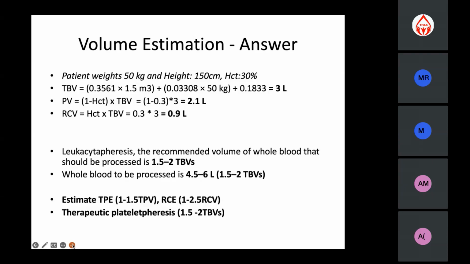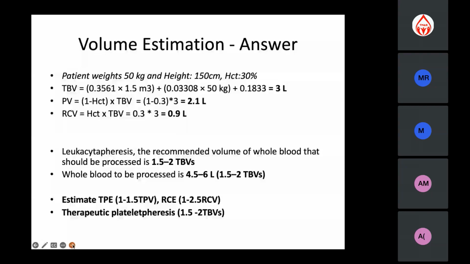So answering the other questions, for leukocytopheresis, the recommended volume of whole blood to be processed is 1.5 to 2 times the blood volume. So in this case, the whole blood to be processed is 4.5 to 6 liters based on the patient's body weight. Similarly, what is the target blood volume to be processed for the other therapeutic procedures?